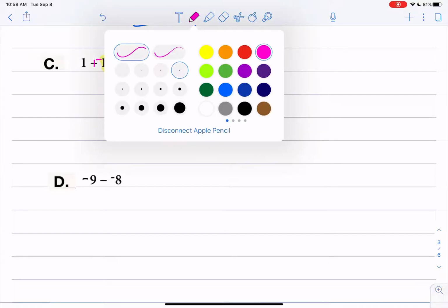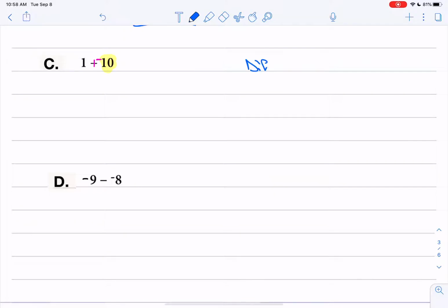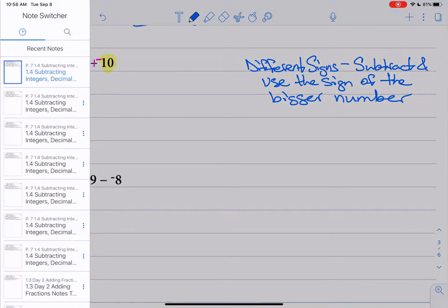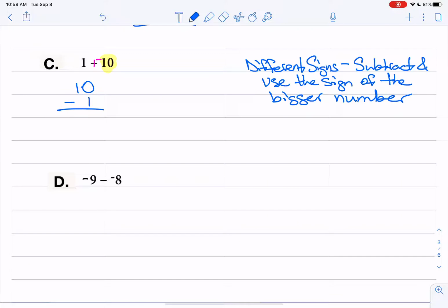Okay, so now we have different signs. So that means we're going to subtract and use the sign of the bigger number. Okay, so we're going to subtract. So I'm going to have 10 minus 1, and that's 9. Then we're going to use the sign of the bigger number. Well, 10 is bigger than 1. So my answer is going to be, because the 10 is negative now, my answer is going to be negative 10.